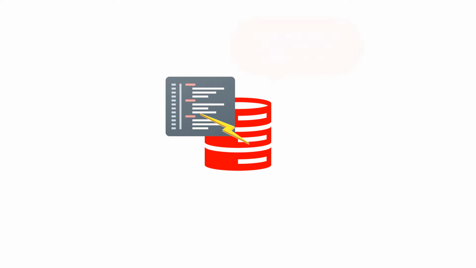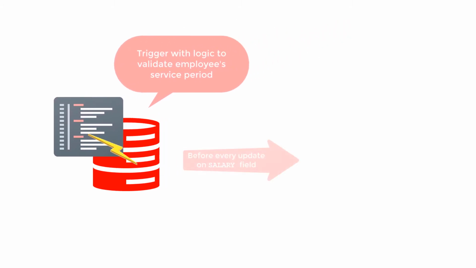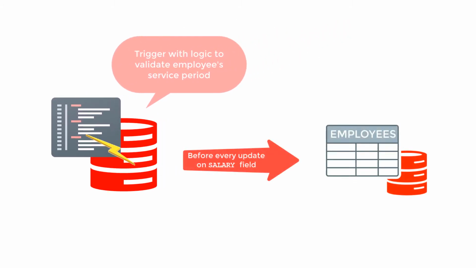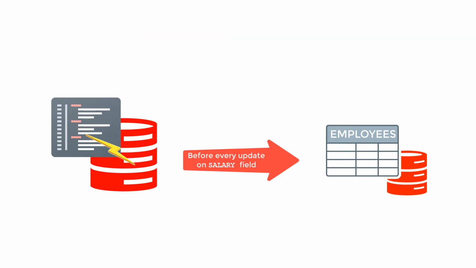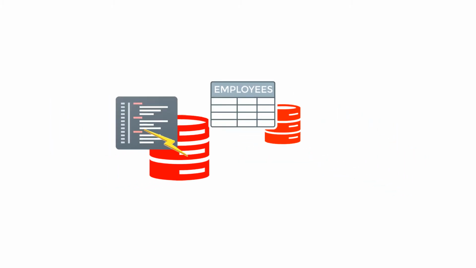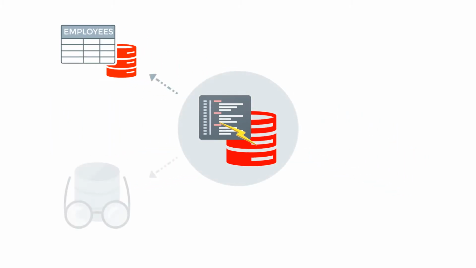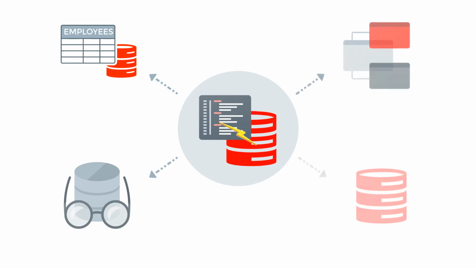In this scenario, Jill can create a trigger with the logic to validate the employee's service period and have it executed every time before updating the salary field in the employees table. Based on the validation, she can either proceed or stop the update operation for that record. In this case, Jill creates a trigger on the employees table. However, triggers can also be created on a view, schema, or database itself as per the requirements.